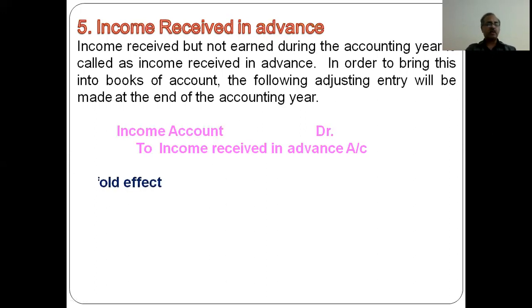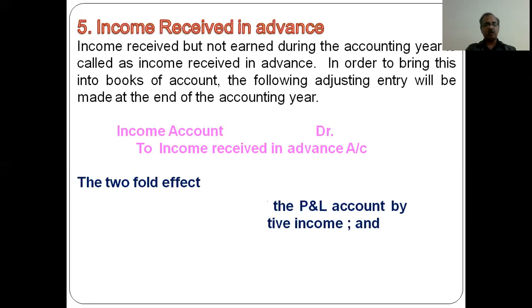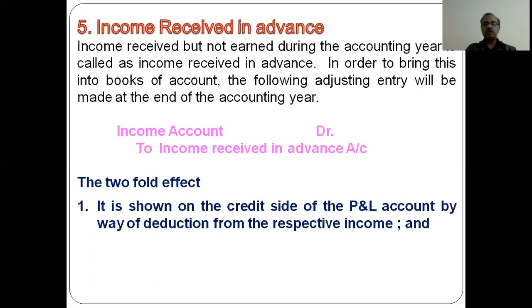Then we will discuss what will be the twofold effect, what will be the dual aspect or dual effect of income received in advance. First one, it will be showing on the credit side of the profit and loss account by way of deduction from the respective income. Because income will be always on the credit side of the P&L account. The important thing is that we have to see either addition or deduction. See here, income received in advance will be deducted from the respective income.